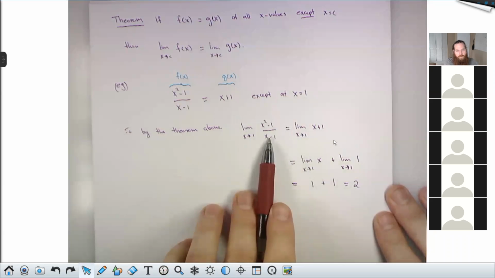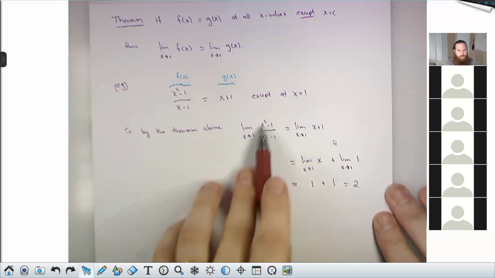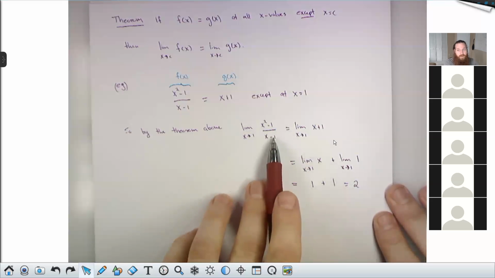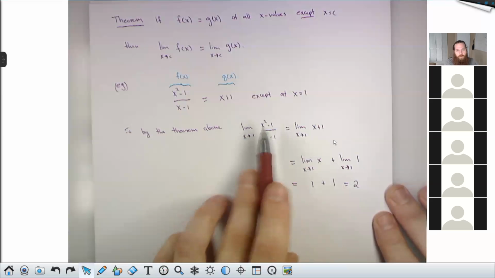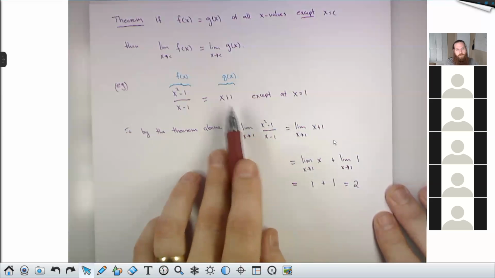Our immediate observation is that the denominator is equal to 0 when x is equal to 1, and that's a problem. So what I would like to do is find some other function that does the exact same thing as this function, but doesn't have a problem at x equals 1. The way we found that was by factoring the top and canceling. That other function was just good old-fashioned x plus 1.